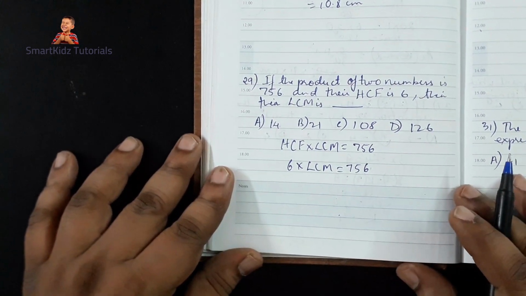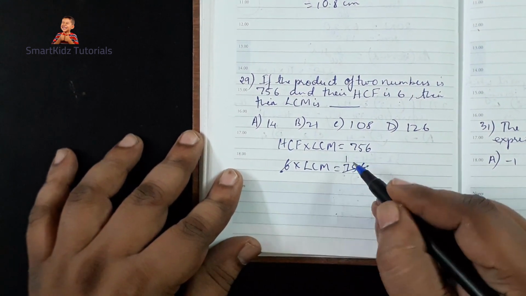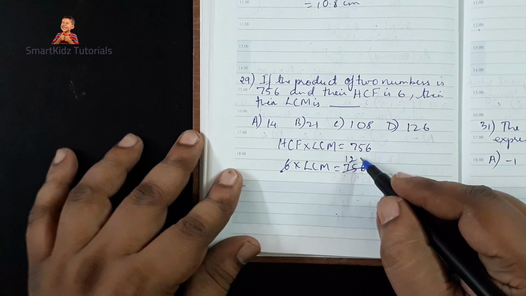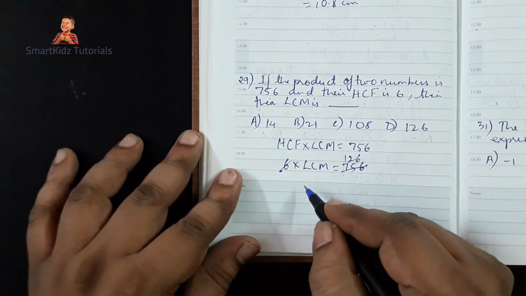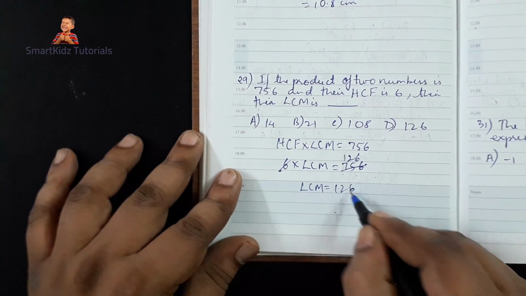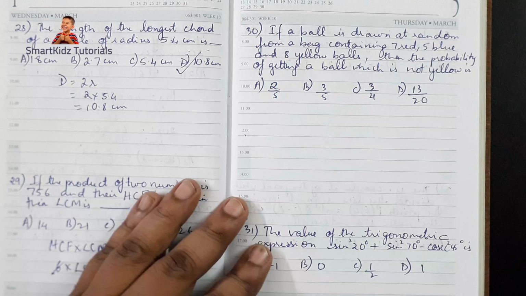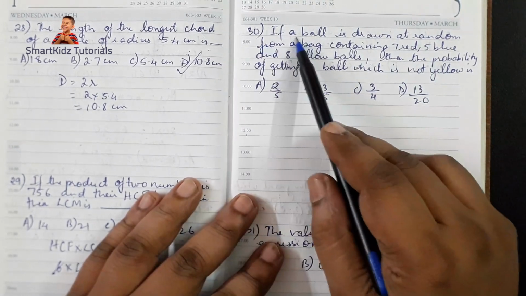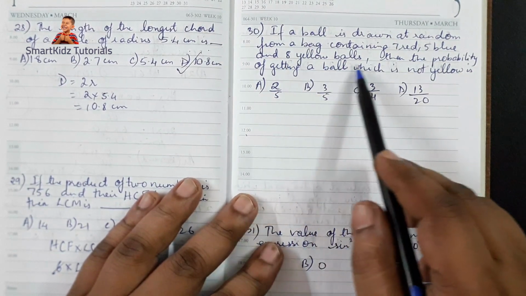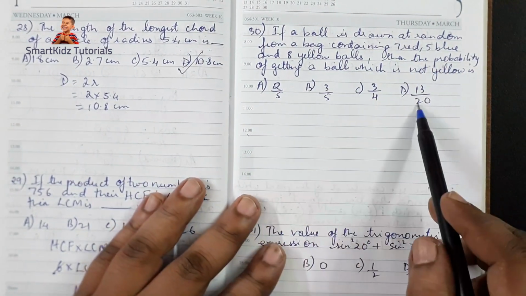So if we divide, let's see what we will get. 6 1s are 6, carry 1, 15, 6 2s are 12, carry 3, 6 6s are 36. It means LCM is equal to 126. So, correct option is D, 126. Next question, 30th. If a ball is drawn at random from a bag containing 7 red, 5 blue and 8 yellow balls, then the probability of getting a ball which is not yellow is one of these.